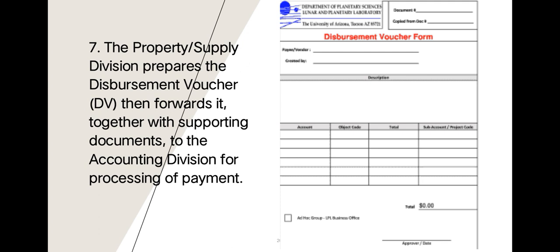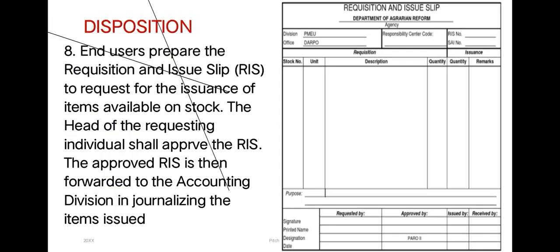Next, the property supply division prepares the disbursement voucher, then forwards it together with supporting documents to the accounting division for processing of payment. So, after mag-record sa stock card, yung property supply division, gagawa naman sila ng disbursement voucher. So, isa siyang document na ginagamit para mag-issue ng payment, then ipapasa nila yun sa accounting division together with purchase order, delivery receipt, and inspection and acceptance report.